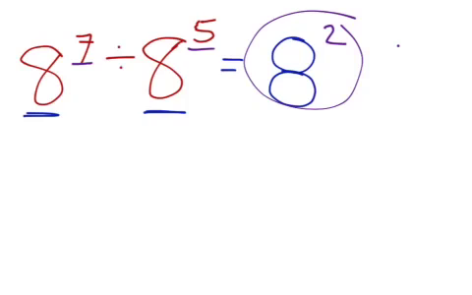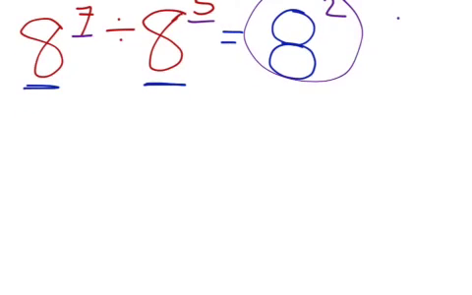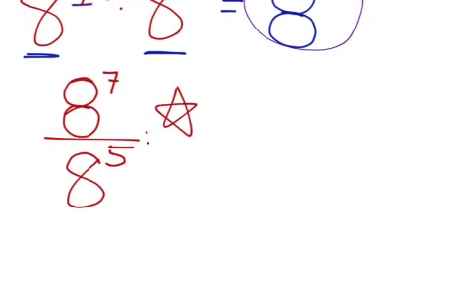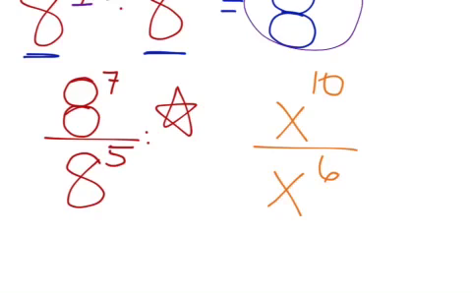Now, the more common form you'll see of this type of question is when it's written as a fraction. So it would look like 8 to the power of 7 over 8 to the power of 5. Remember, a fraction is the same thing as dividing. You've got to remember that. Here's another quick example. Let's do x to the power of 10 over x to the power of 6. So that would become x to the power of 10 minus 6, which is 4.